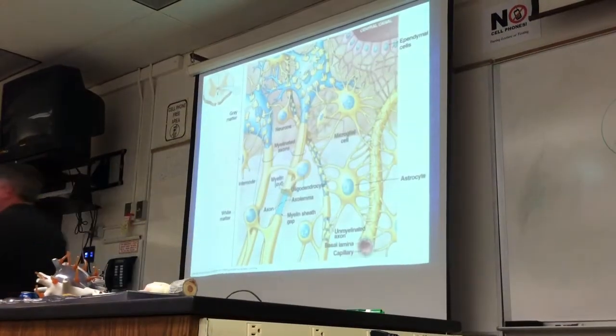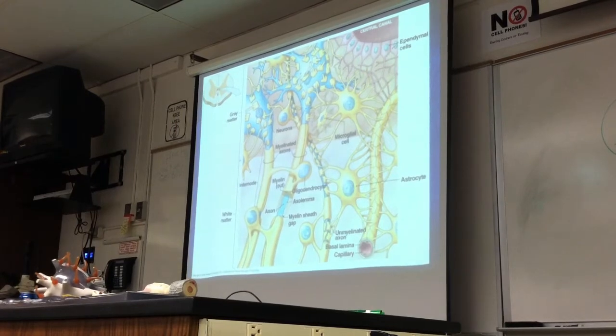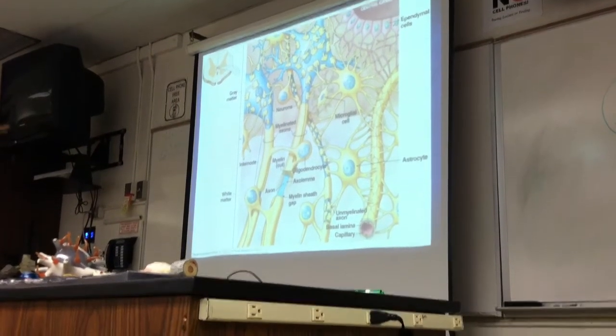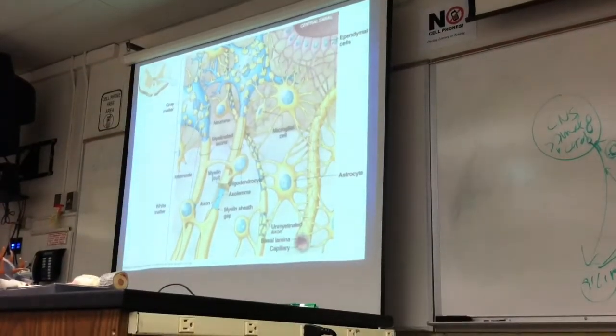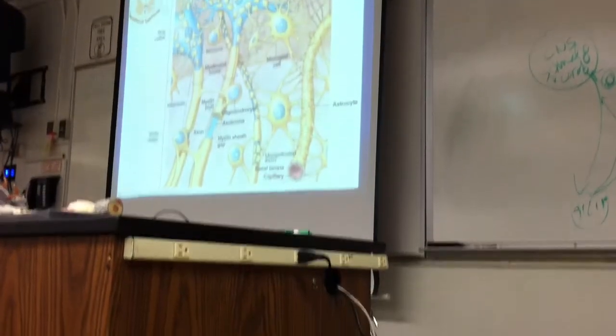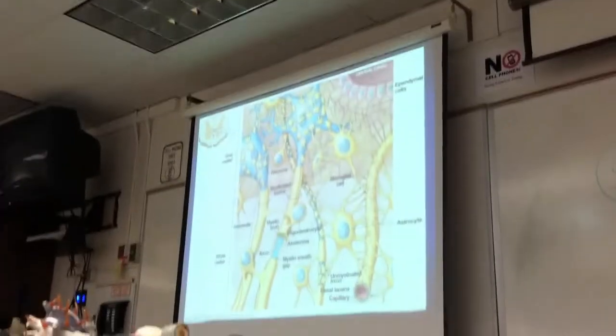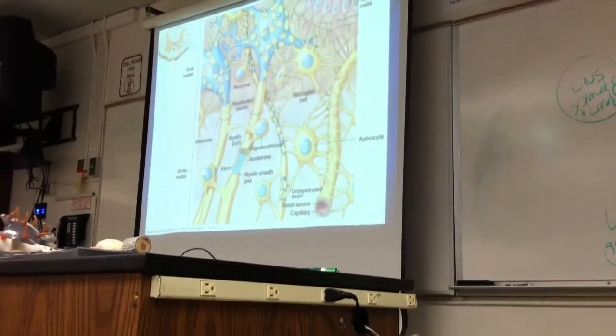Alrighty, so this is a picture out of your book, and it looks really complicated, but look at it with me for a second. On the top there, it says gray matter. And then the bottom it says white matter. You guys don't know the terms gray and white matter really yet, but what we're talking about is central nervous system.